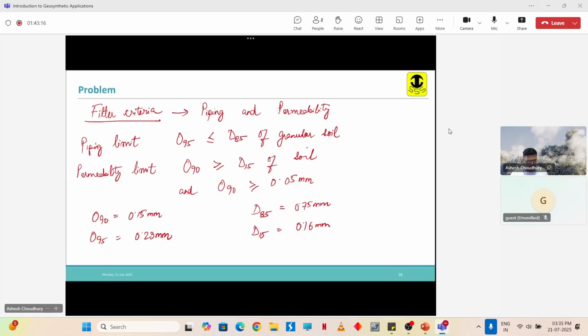So whether this geotextile can be used as a filter or not, you decide now. Is O90 less than or equal to D85? Yes, it is less. Is O90 greater than D15? Yes, it is greater. Is O90 greater than 0.05? Yes, it is. So we can use it, right?